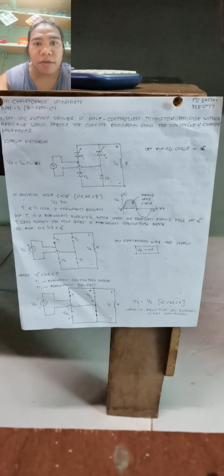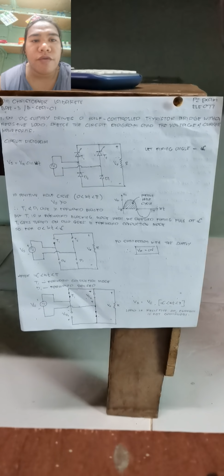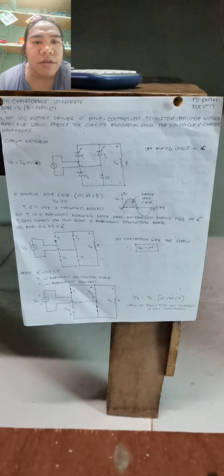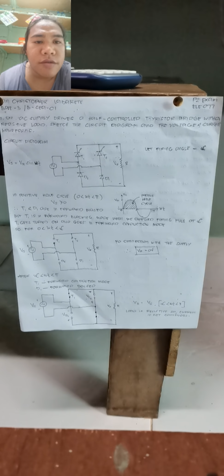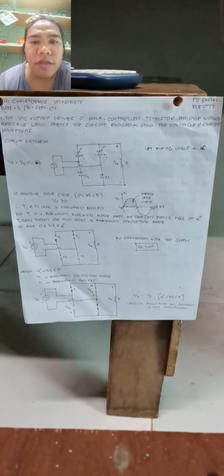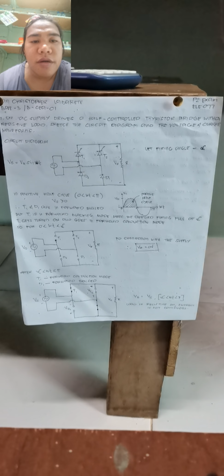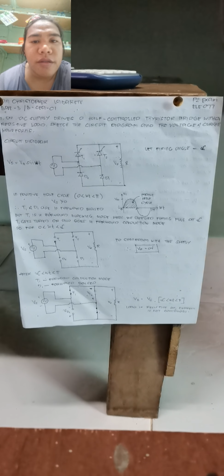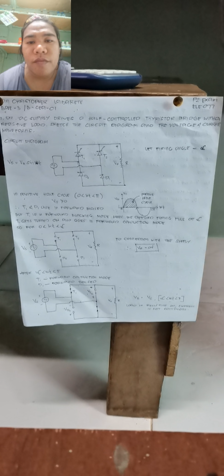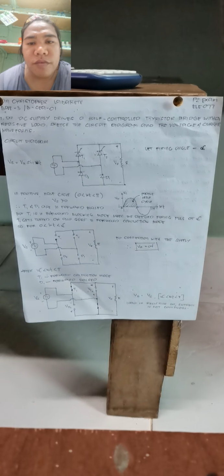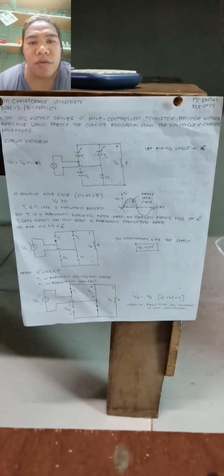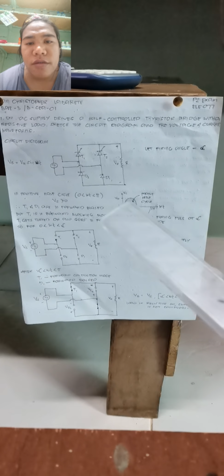So I am Ian. This is our P2 exam for ALE 077. The first question is: in a single-phase drive, a half-controlled thyristor bridge with a resistive load, sketch the circuit diagram and the voltage and current waveform. To do this, we have to sketch the circuit diagram first.